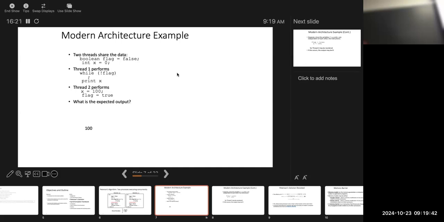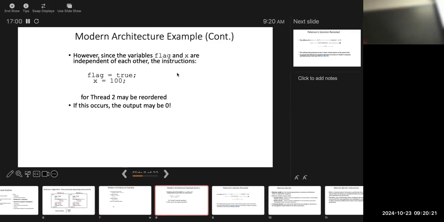On the other hand, we have thread 2, which first sets x equal to 100 and then sets flag equal to true. So if thread 1 is running, it will keep running in the loop. Then if thread 2 executes on a different core and sets x equal to 100 and flag equal to true, thread 1, running in the loop, sees that the flag is now true, falls through the loop, and prints x, which is 100. But this is what we expect in a normal situation where the compiler is not reordering the instructions.